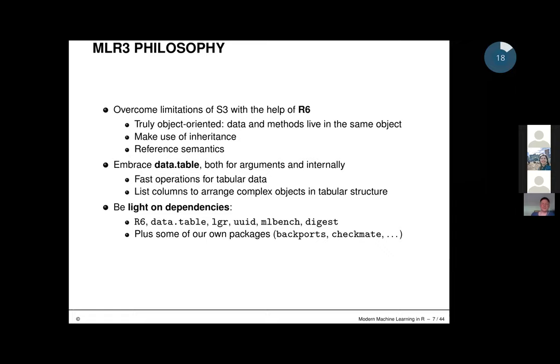And third, we wanted to be light on dependencies. So these are our external dependencies. We used R6, data.table, a logging package, a package to create unique identifiers, some data sets, and digest for cryptographic hashes. And that's it. And all these packages don't have any more reverse dependencies or recursive dependencies. There are some more packages in the description file, but these are all developed by ourselves, so we don't count them here.